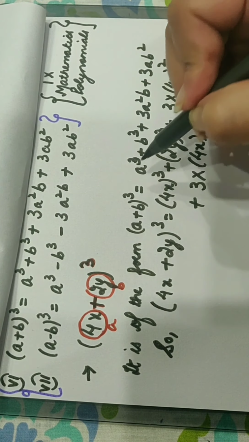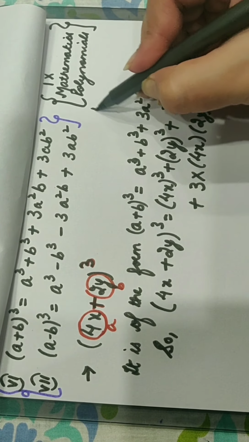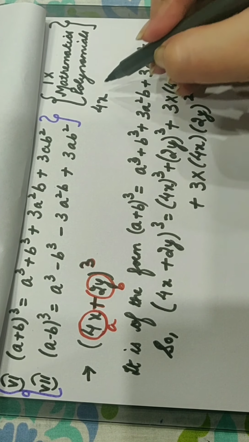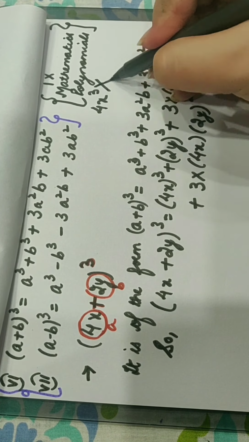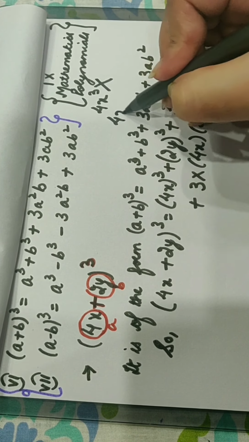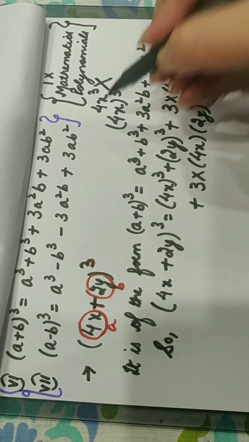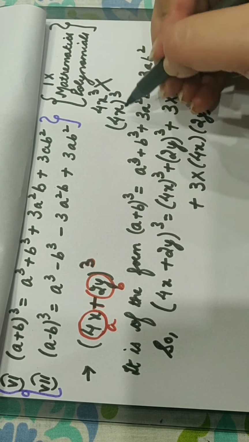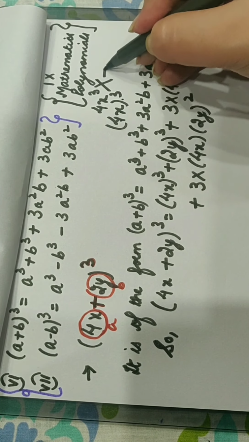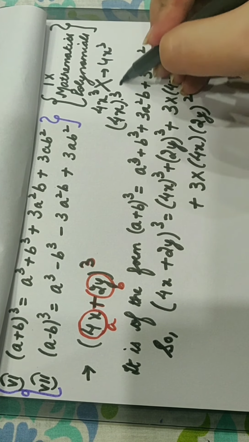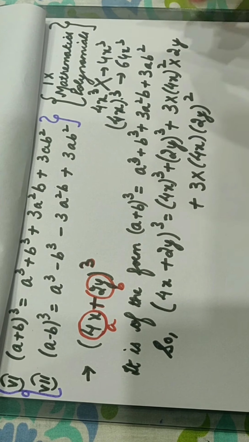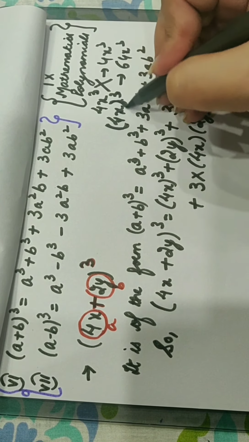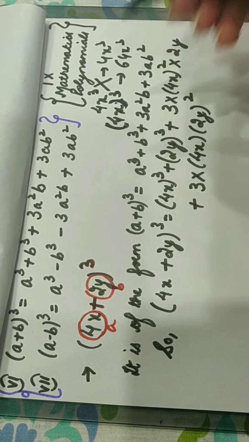Now remember, this is a cube. We know the value of a is 4x. So do not write a cube as 4x cube. This is wrong. This is (4x) whole cube. There is a difference between 4x cube and (4x) whole cube, because 4x cube remains as it is, but (4x) whole cube becomes 64x cube. So there is a relevance of these brackets. Do not forget to put these brackets.